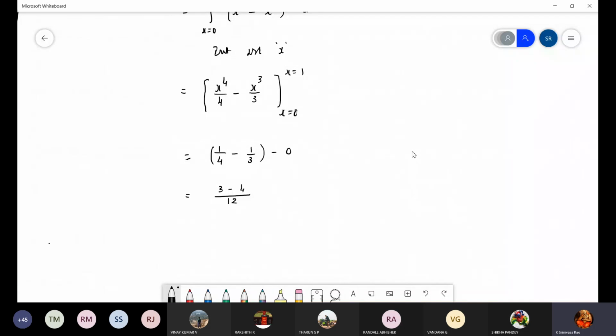Therefore, the final step: the line integral over C of (xy minus x²) dx plus x²y dy. What is the answer? Minus 1 divided by 12.